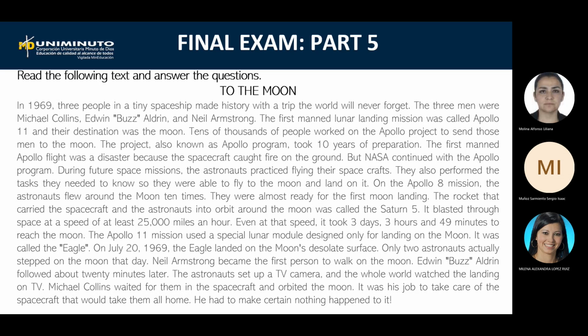What do I have to do? Just read the test, and then we're going to answer some questions about the test. Okay, this is part number 5, reading comprehension about literary. To the moon.